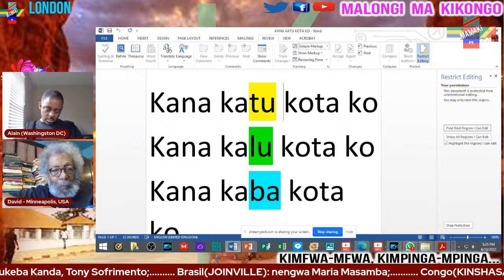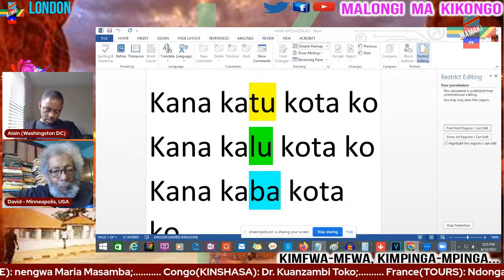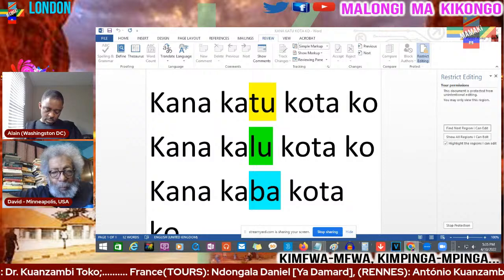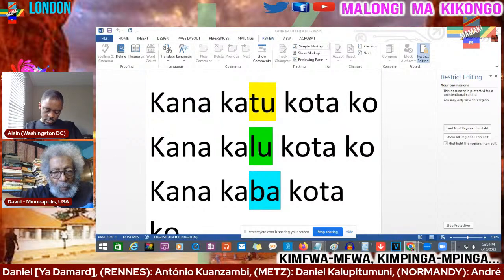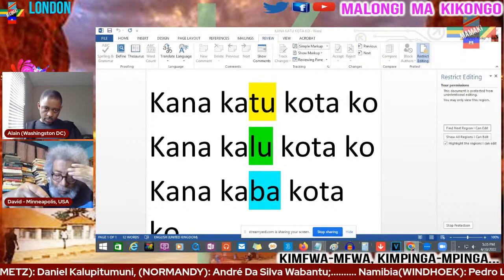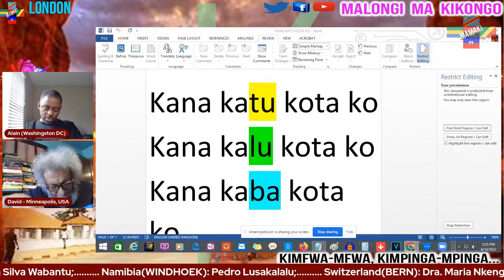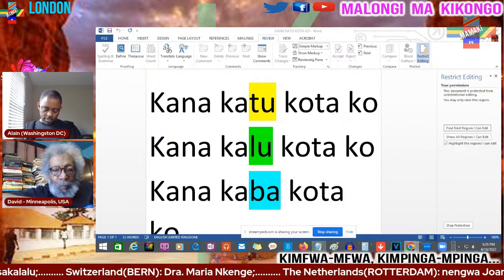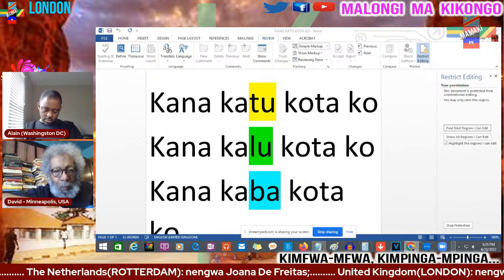Tataling, question. This computer's freezing. Kana. You're right, Tataling. Kana is optional. You're not obliged to say kana. You just say katukotako. You know what you mean. I think that's what I was asking earlier, if we have to say kana. Yes, in this instance we have to say Kana because this is the lesson.